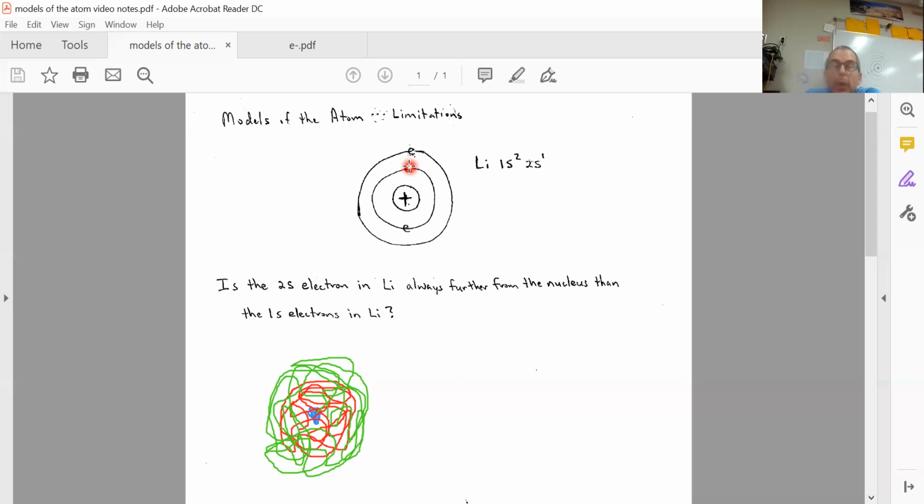All right, hope that clears up how we're using these models, some of their limitations, and gives you a better understanding of that. Thank you.